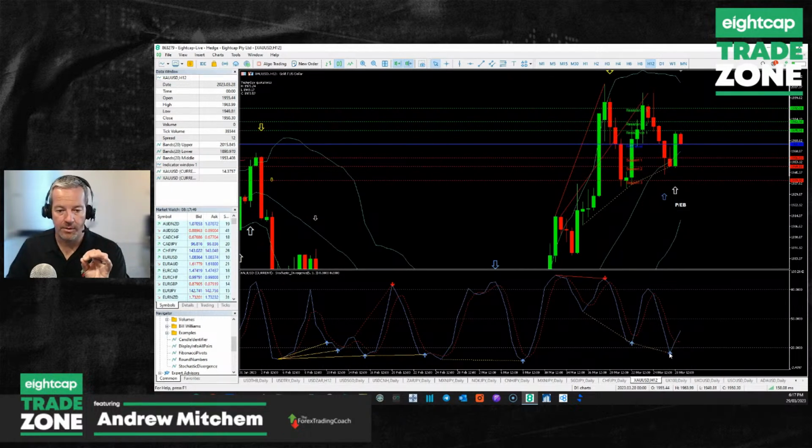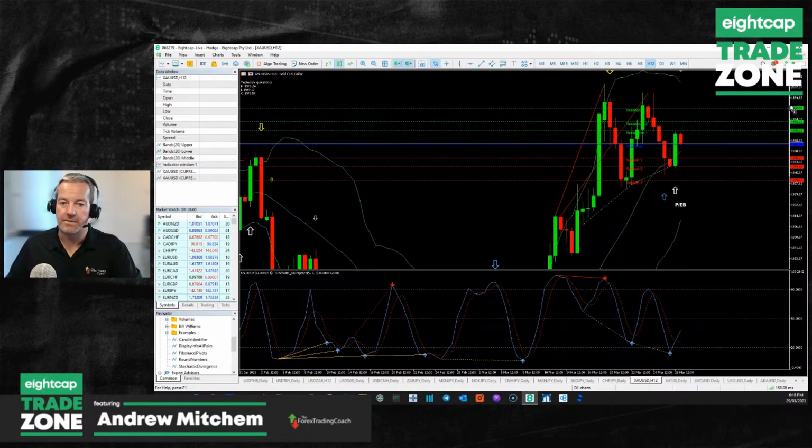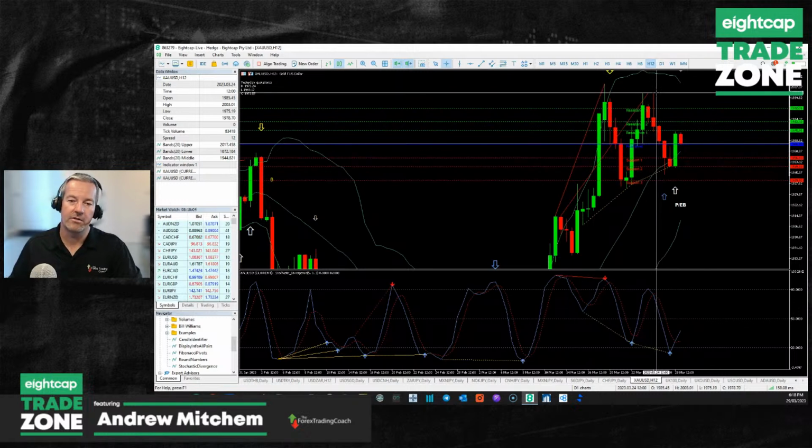The hidden positive divergence, with the stochastics getting lower as the lows in the price get higher. So that's all really good and positive. My profit target up here is before the 2000 level. And there you go, just look at that. If you ever want to see round numbers in action, look at that.